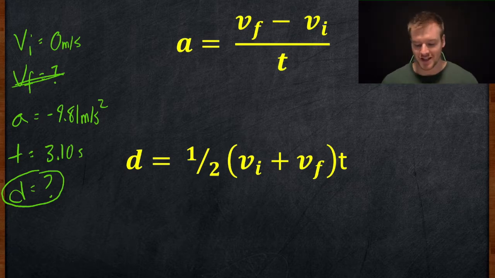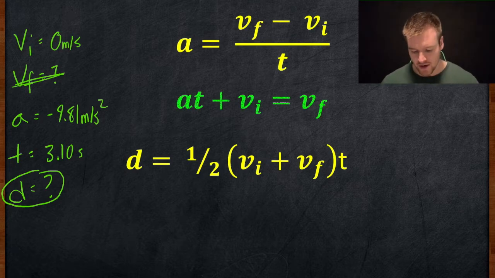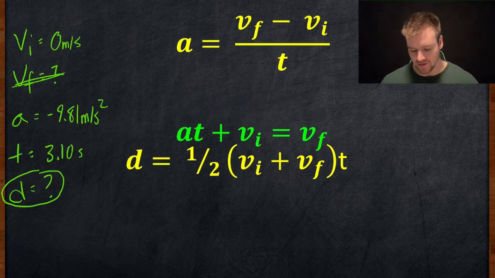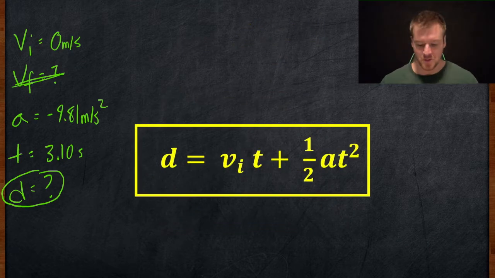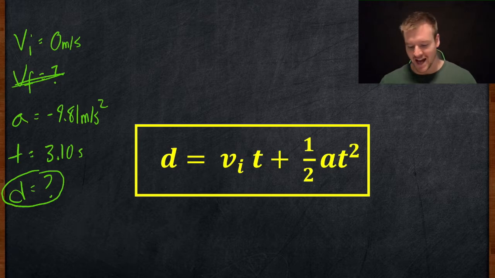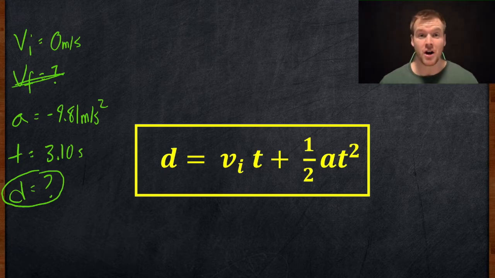So what we have to do is take that first one, rearrange it for VF, and plug VF into the other one, and then it explodes to give us our new kinematic equation, which is D is equal to VIT plus half AT squared, which is excellent because now we don't have VF in this equation and we should be able to solve. And we are even asking for displacement, so we just got to plug in our values.